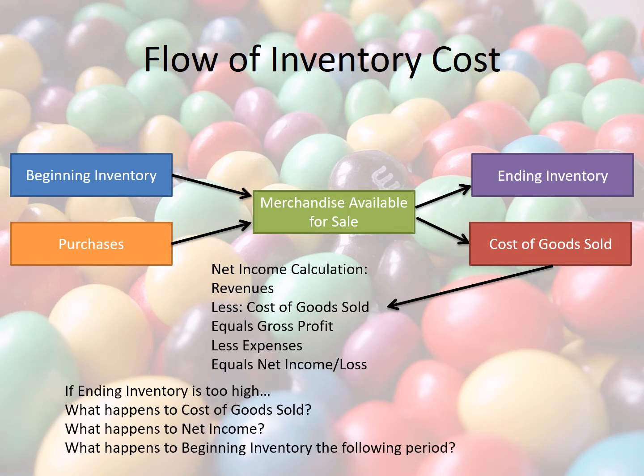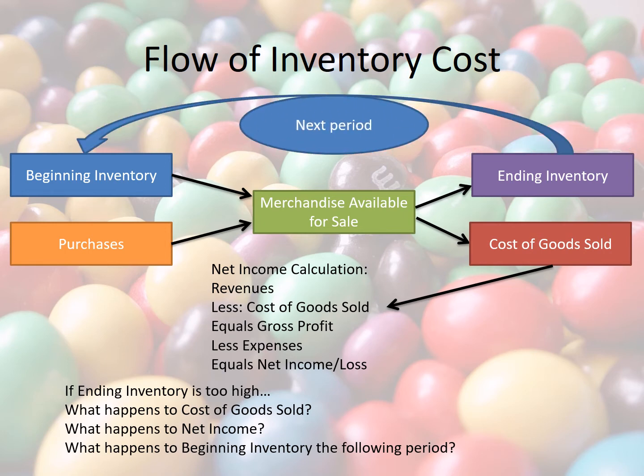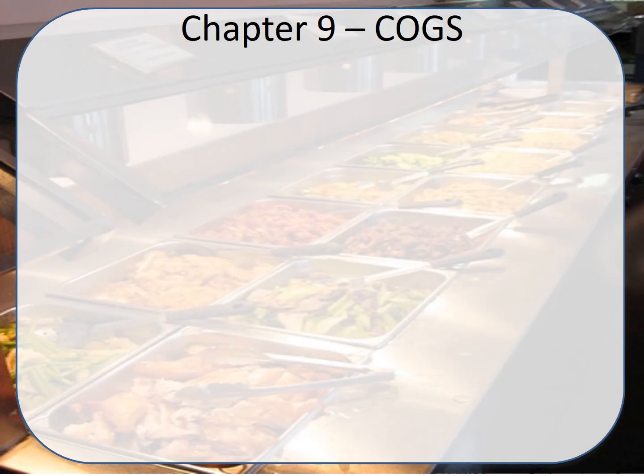So if inventory is too high, what is going to happen to that cost of goods sold? If the ending inventory up there is too high, it means your cost of goods sold is too low. If cost of goods sold is too low, then net income is actually too high. And then, of course, if ending inventory is too high this period, next period it'll also be too high as beginning inventory. So there's a big impact here. So we need to figure out what's a good way to value our inventory.